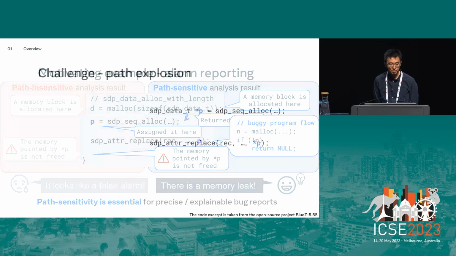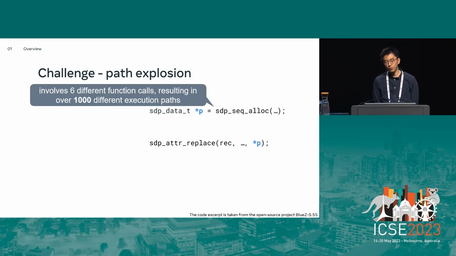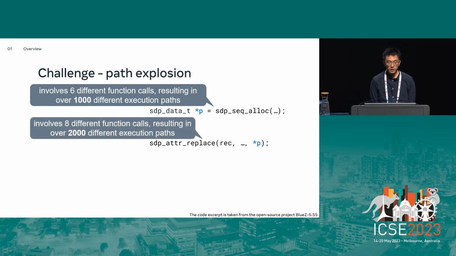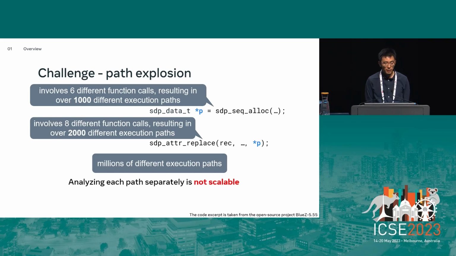But the challenge here is the well-known path explosion problem. I explained that the first function call simply allocates the memory block, but indeed it involves 6 different function calls, resulting in over 1,000 different execution paths. And the second function call is worse. It has 8 different function calls, resulting in over 2,000 different execution paths. So in the end, we may have to consider millions of different execution paths. Analyzing each path separately is not scalable at all.